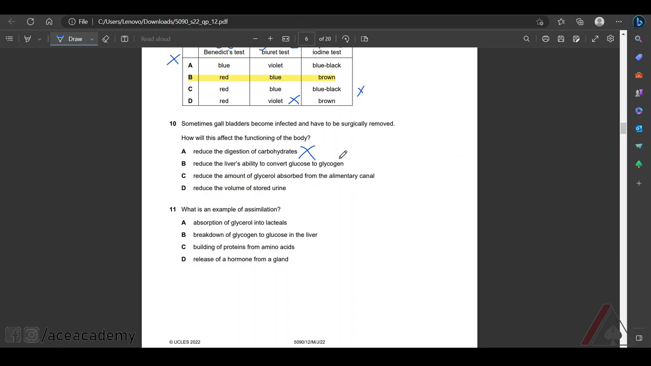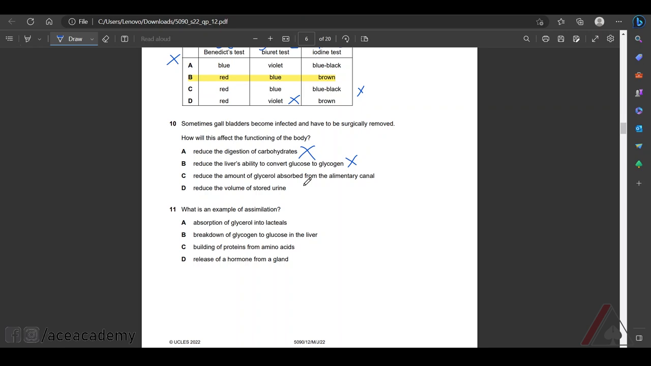B says that it reduces the liver's ability to convert glucose to glycogen. Again, this is also wrong because the gallbladders only secrete bile near the small intestine and not anywhere on the liver. Option C says it reduces the amount of glycerol absorbed from the alimentary canal. Now, this option is potentially correct because lipids are broken down into fatty acids and glycerols, which are nutrients, and they can then be absorbed from the gut. Option C is probably our correct answer, but we'll still look at option D.